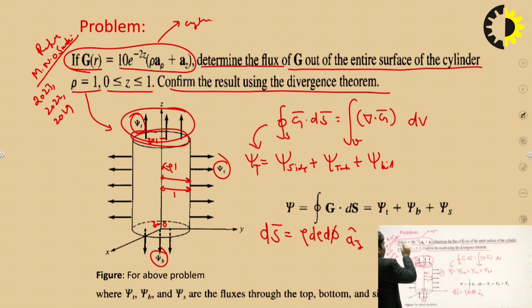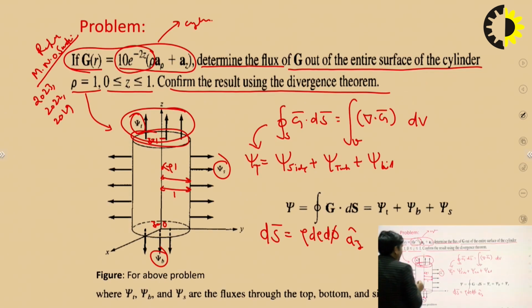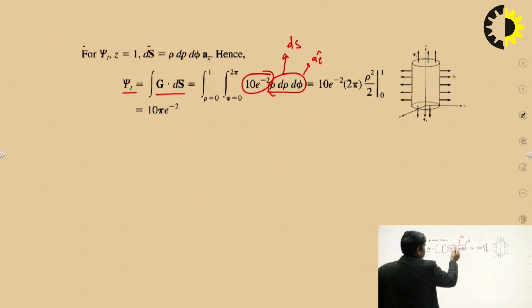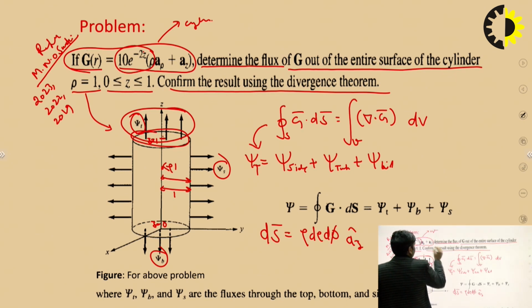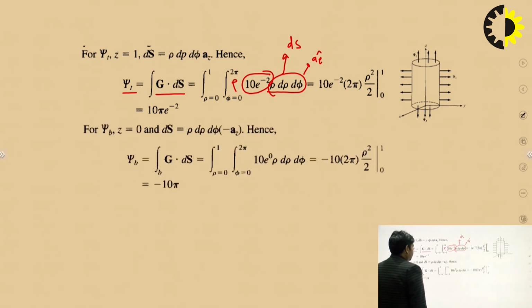So what is the magnitude of G in the direction of az? It is 10 e to the power minus 2z into rho. So we put 10 e to the power minus 2z into rho, and at the top z is equal to 1, so 10 e to the power minus 2, and rho is also here. Putting it together, we give the result, which is 10 pi e to the power minus 2, and we put the limits.